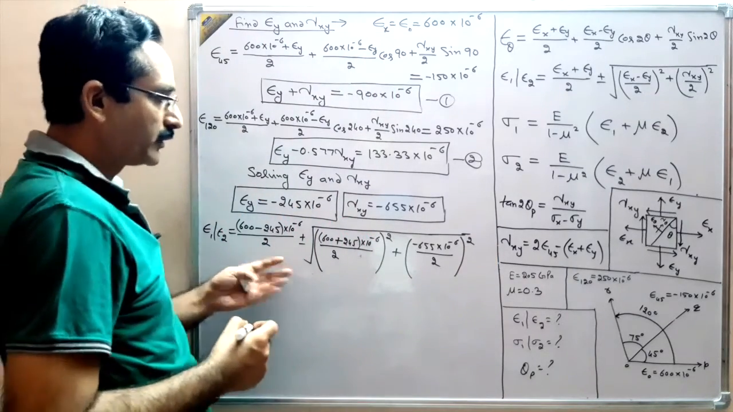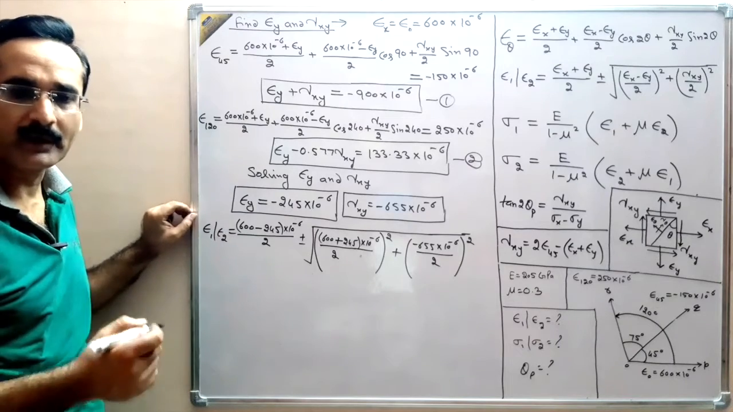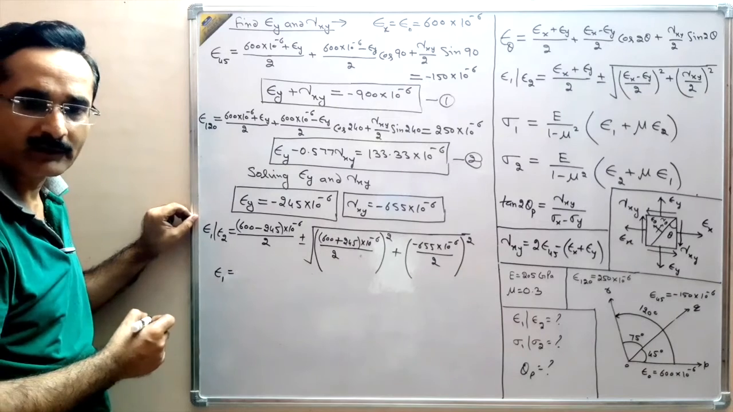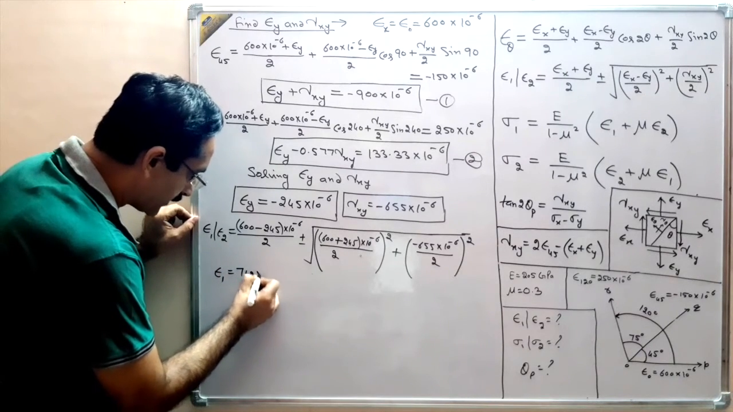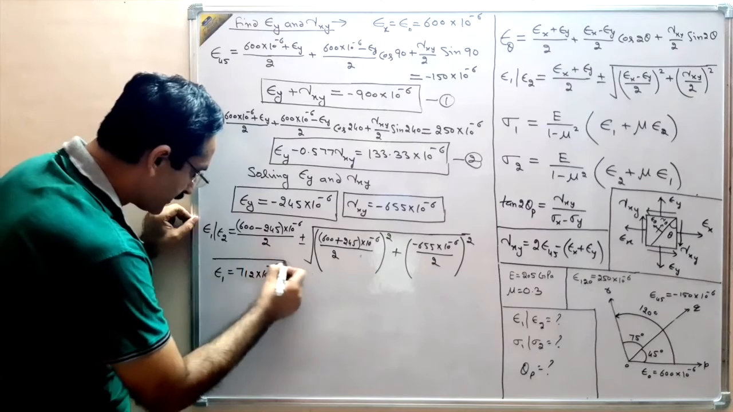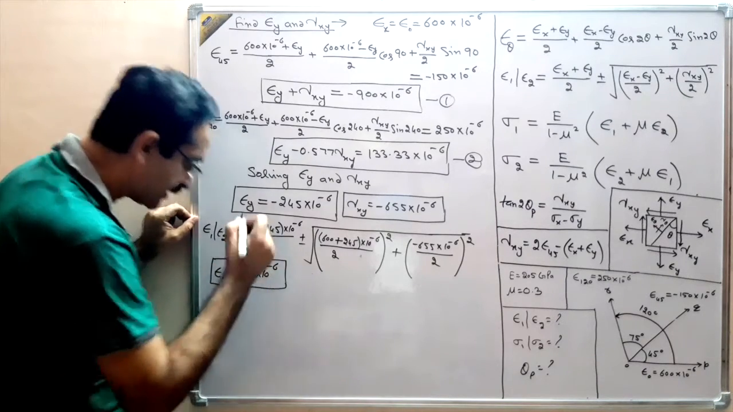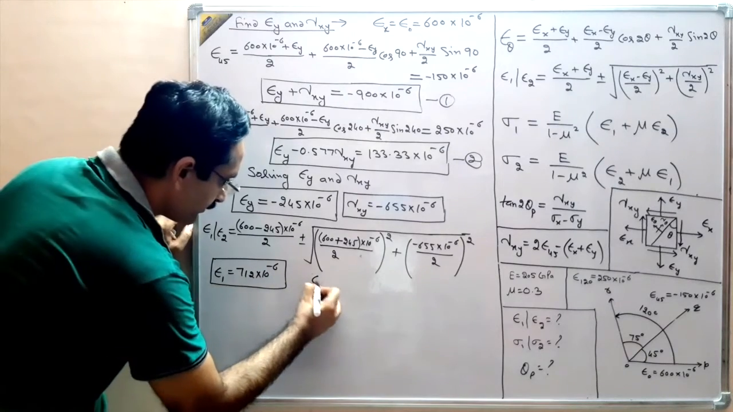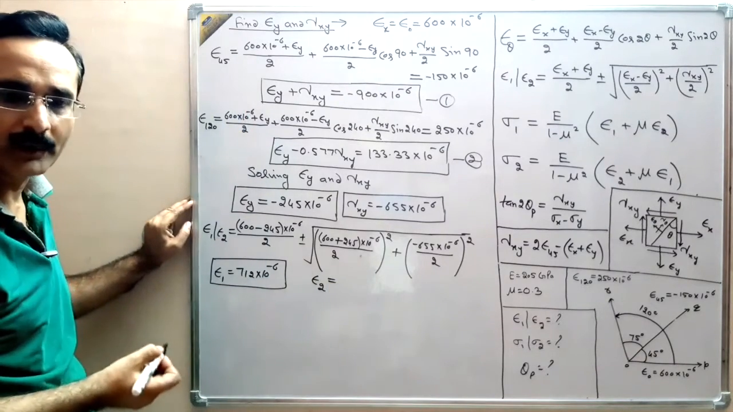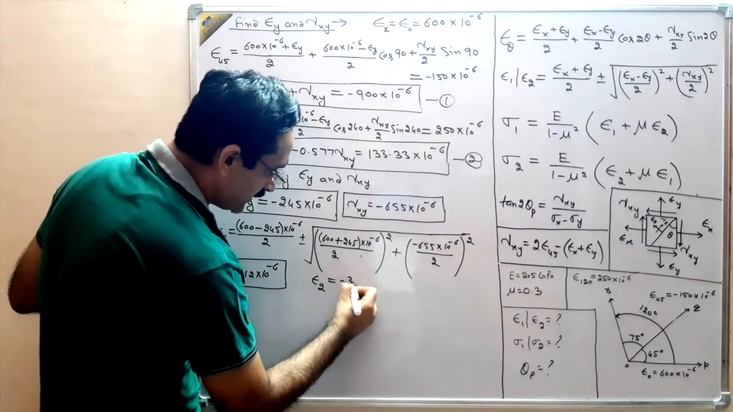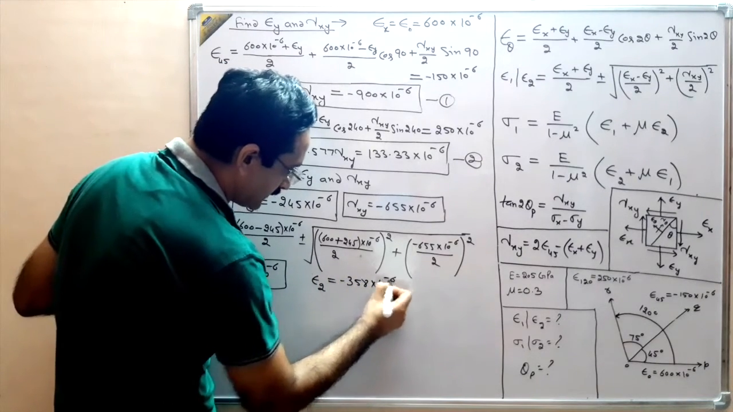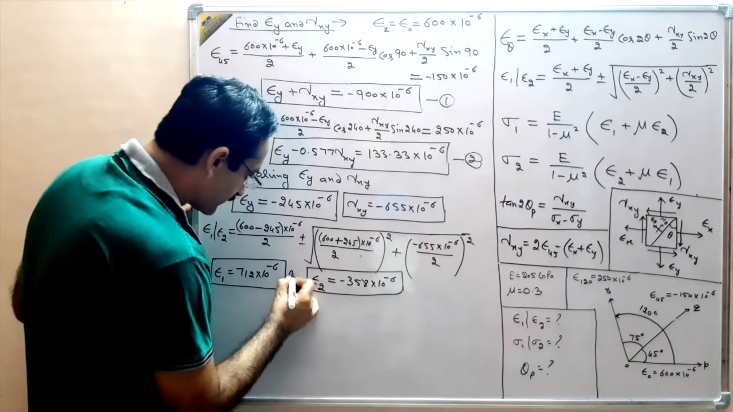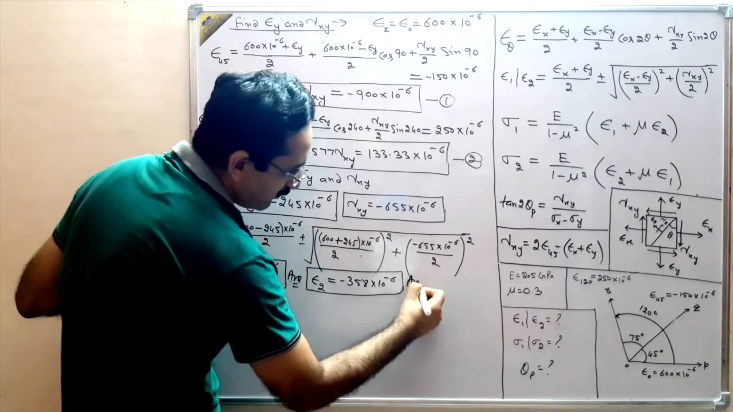Solve it, use a calculator, and then find out the value of epsilon 1 and epsilon 2. So epsilon 1 will be equal to 712 multiplied by 10 to the power minus 6. This is one of the principal strains, say the major principal strain. And epsilon 2 will be equal to minus 358 multiplied by 10 to the power minus 6. This is the other principal strain. So you have got your answers.